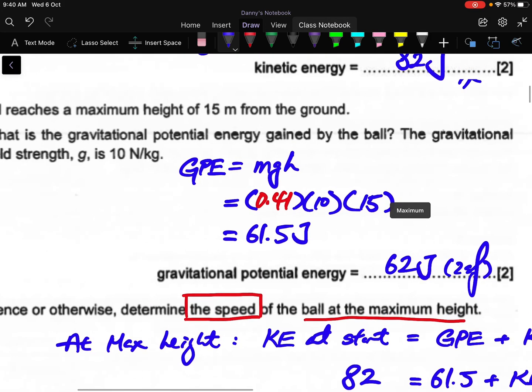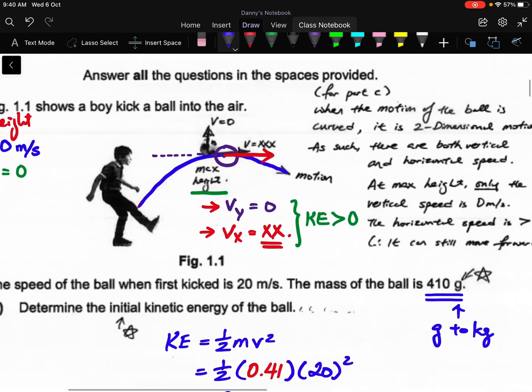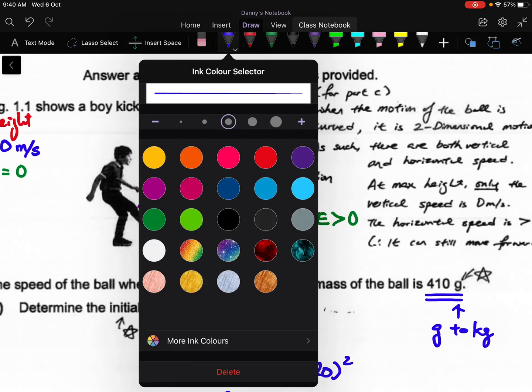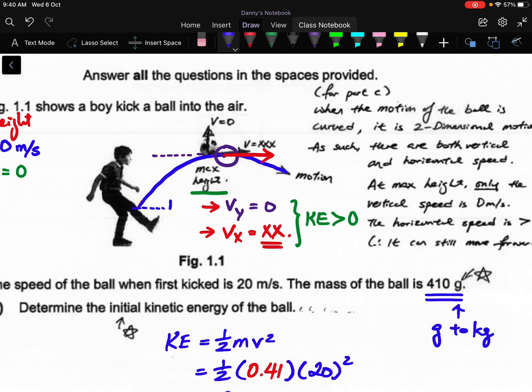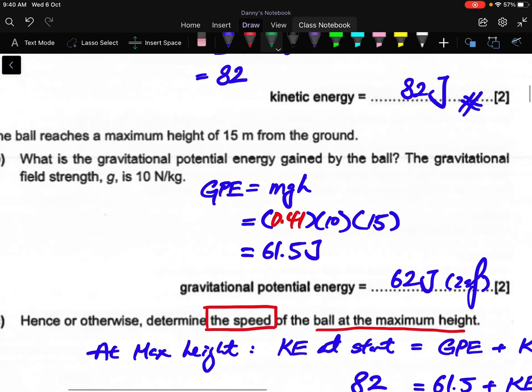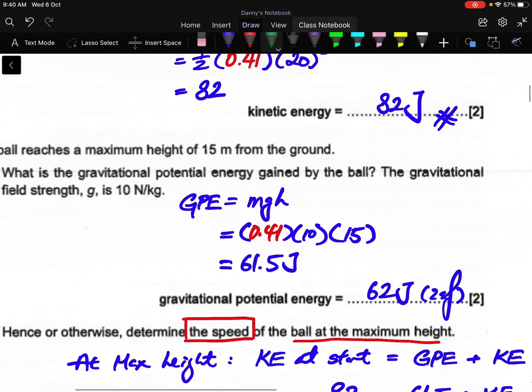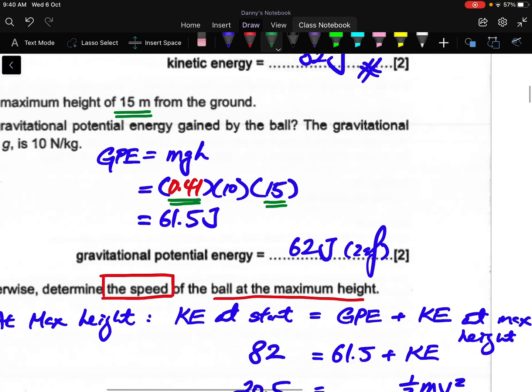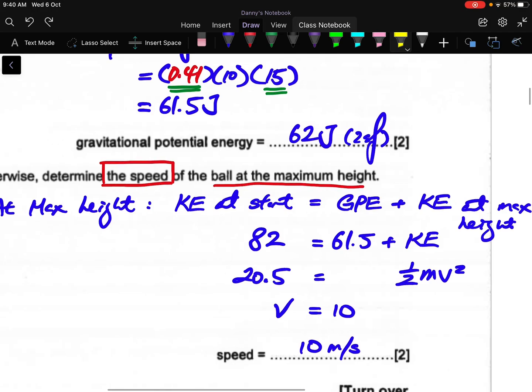Next, in part B, they are asking you how much GPE is being gained. When you talk about GPE gain, you will be smart if you set h equals to 0 here, and you just need to know how much GPE is gained. Therefore you will be using mgh, and you can directly sub in the maximum height into the formula. Just take note that your mass must be converted into kg, and your final answer should be given in 2SF. As you can see over here, all the input values are in 2SF as well. So that is for part B.